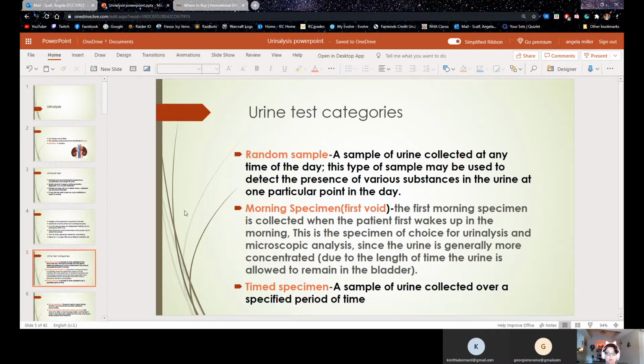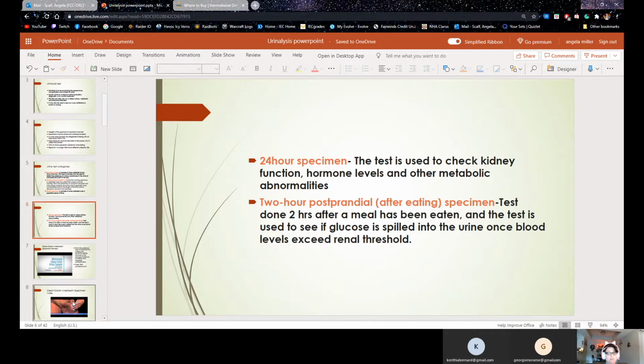The chemical levels of the specimen and what's contained in it. And we usually do that where we have them do it after they eat or before they eat, or after certain medications that they have taken, and so forth. And then there's the 24-hour specimen.